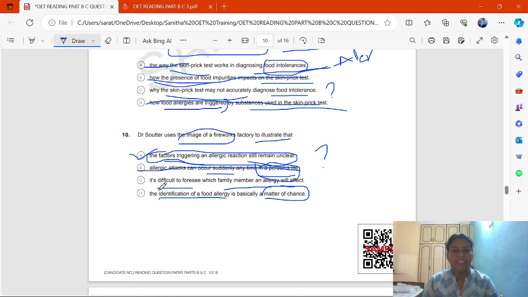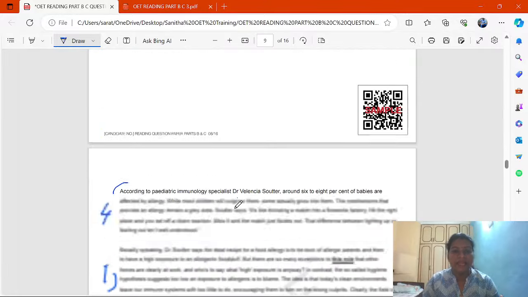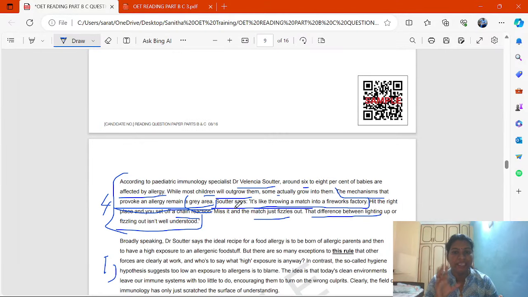So eliminate this option. It is difficult to force which family member can get allergy. In this part they are not discussing any family member, so we can eliminate this option. The identification of food allergy is basically a matter of chance, means unexpectedly. But if we have to match this option with the passage, the identification of a food allergy is basically a matter of chance. Is it anywhere they are saying the identification of food allergy is basically a matter of chance?